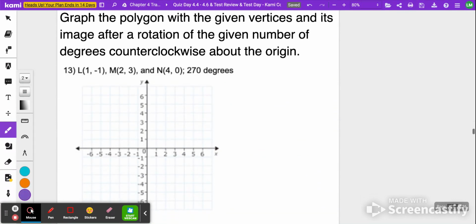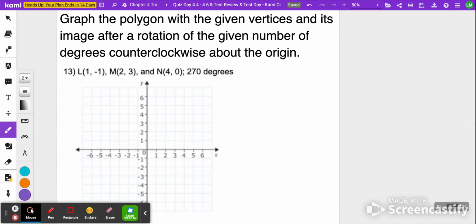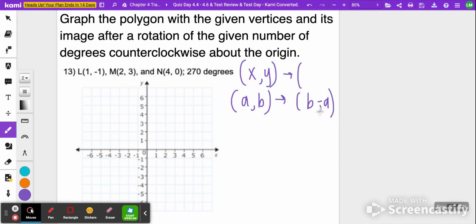The next one we see is graphing a polygon with the given vertices, and then we're going to rotate counterclockwise about the origin. This is a 270-degree rotation. So if you remember from our notes, 270 degrees means we're going to change A and B so they switch to B and A, except A will now have the negative. So if that was an X, Y, it'd be Y, X, where the X gets changed to its negative. So first, let's plot our original points, L, M, and N.